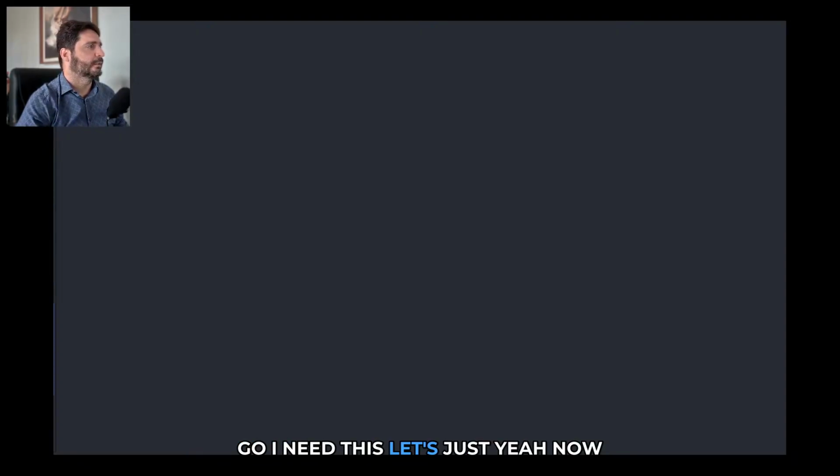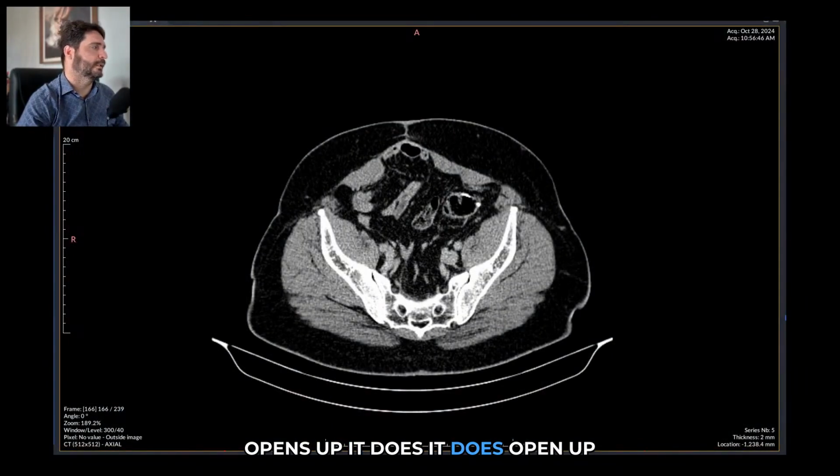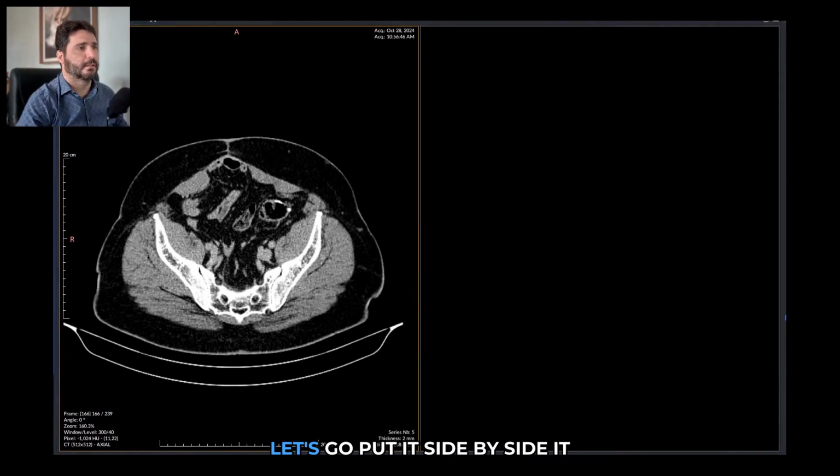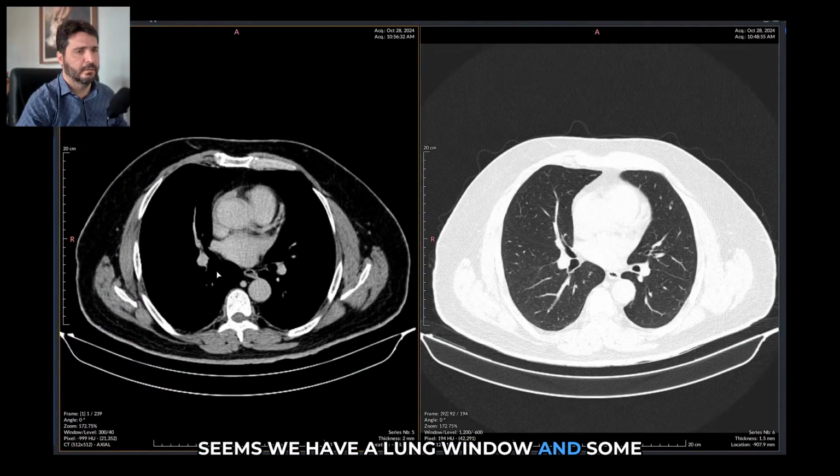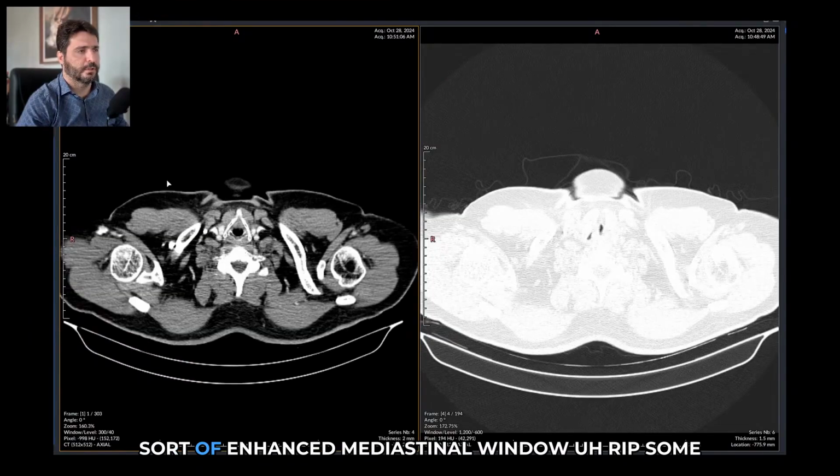I need this. Now it worked, I guess. Let's see if it opens up. It does open up, thank God. Here it is. Let's put it side by side. It seems we have a lung window and some sort of enhanced mediastinal window.